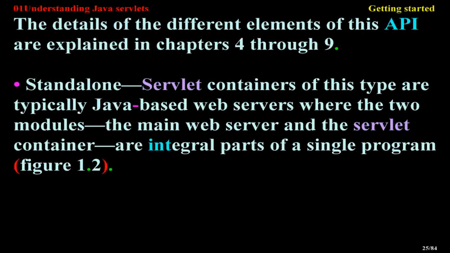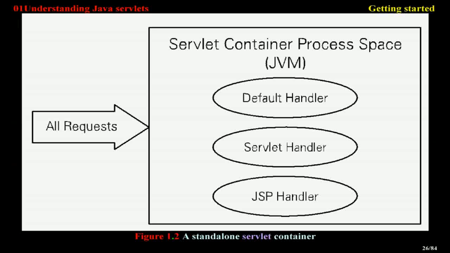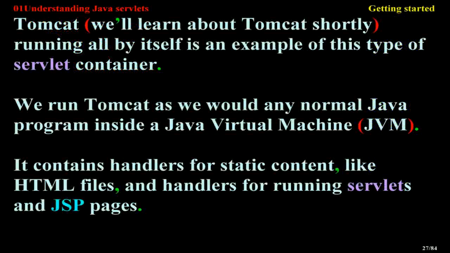Standalone: servlet containers of this type are typically Java-based web servers where the two modules, the main web server and the servlet container, are integral parts of a single program. Figure 1.2: A standalone servlet container. Tomcat, which we will learn about shortly, running all by itself is an example of this type of servlet container. We run Tomcat as we would any normal Java program, inside a Java virtual machine (JVM). It contains handlers for static content, like HTML files, and handlers for running servlets and JSP pages.